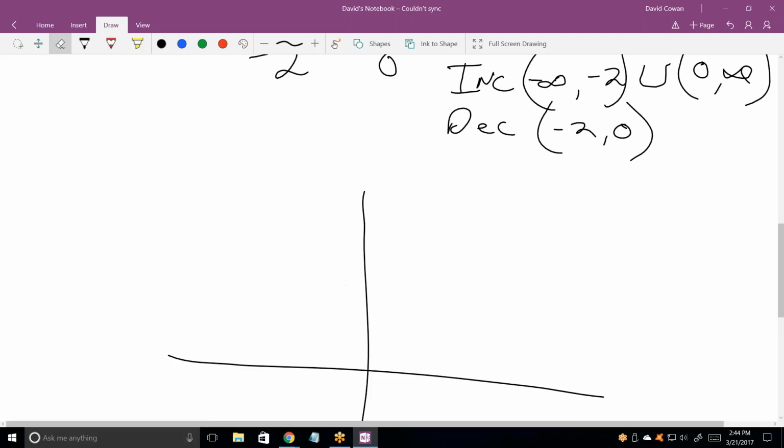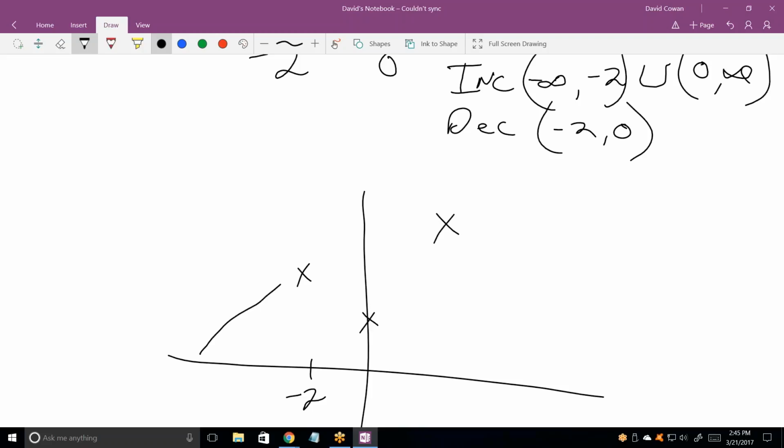So let's redraw it. Up to negative 2, it was increasing. Between negative 2 and 0, it was decreasing. And then it was increasing again from 0 up. So that function could easily look like that. That would fit our increasing and decreasing intervals. Now, let's talk about the first derivative test.